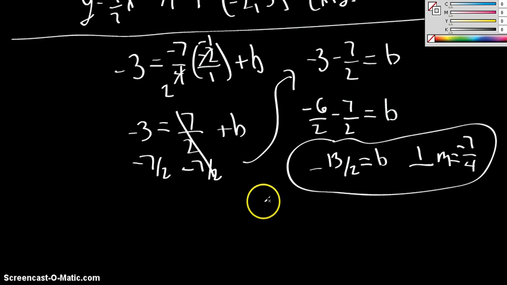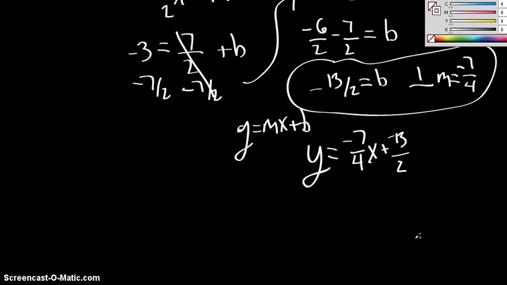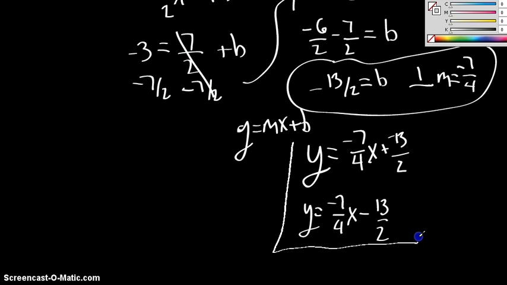I'm just going to plug those into y equals mx plus b to get my final answer of y equals, my slope I want to use is negative 7 fourths x plus negative 13 over 2, which again we can rewrite as y equals negative 7 fourths x minus 13 halves. So this would be our final answer, one of those two equations.